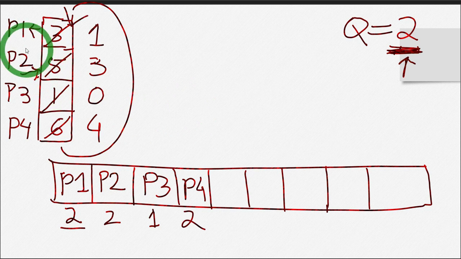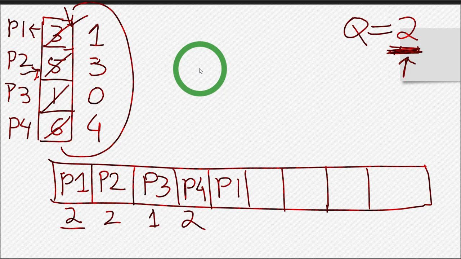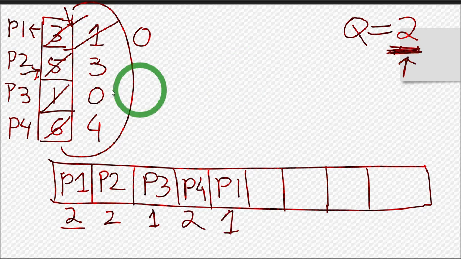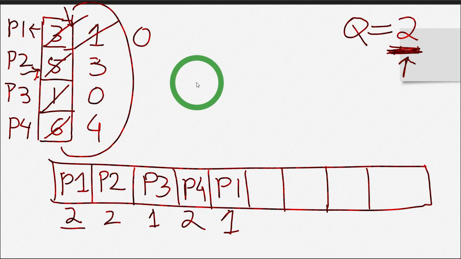So now it's again the turn of P1. So what is the service time of P1 right now? It's 1, right? So it will become 0, and it will run for 1 unit of time. The next one is P2. Its service time is 3 right now. 3 minus 2 is equal to 1, and it will run for 2 units of time.